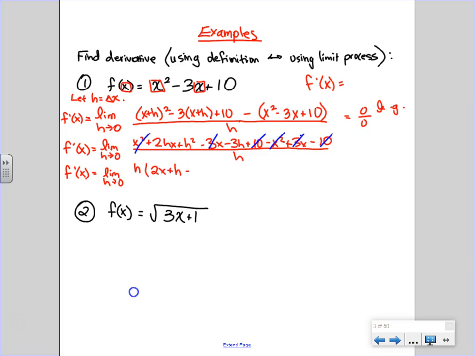2x plus h minus 3. Nice. I'm still not done, but I'm so close. Since the h has been factored out, that is more than legal to cancel. Some of you have been obstinate and not been rewriting your limit, and so you're like, 2x plus h minus 3. Yay, and you're wrong. How do we finish the problem? Plug in 0, and we get 2x minus 3.